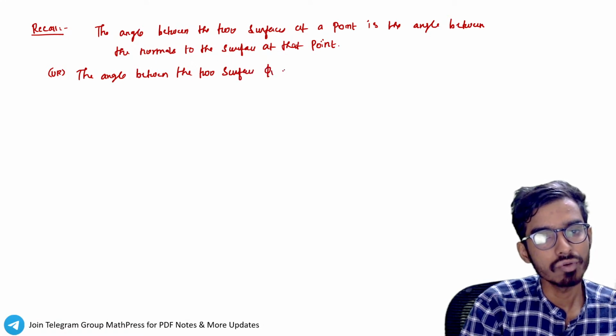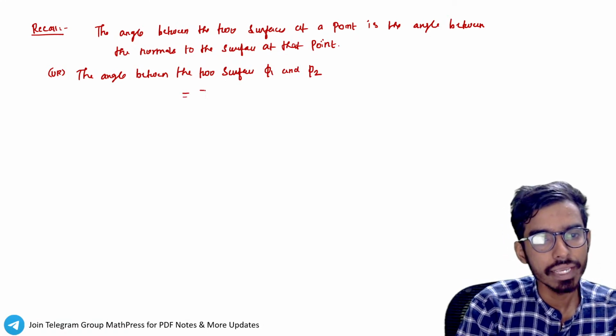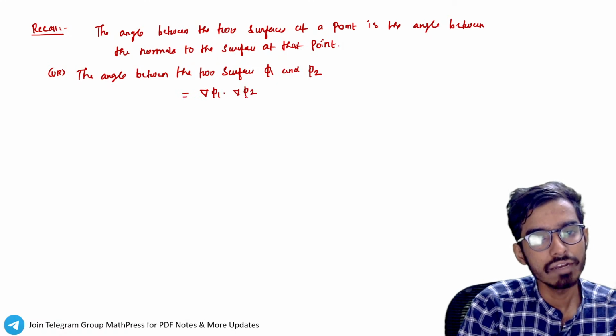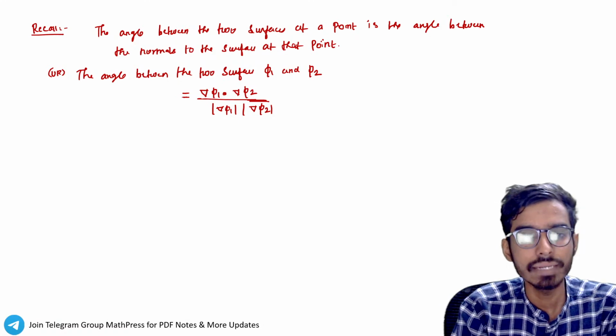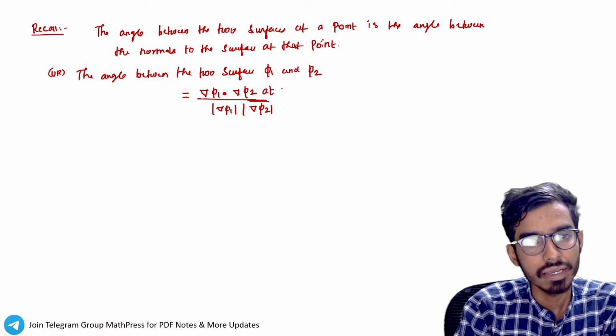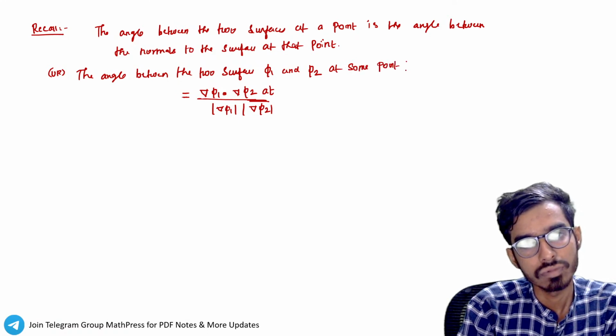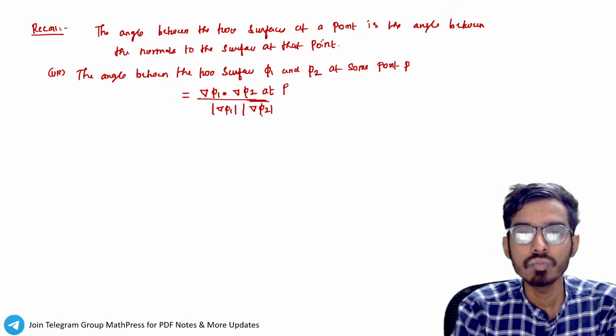Let us say the surfaces are phi1 and phi2, or f1 and f2. The angle between them is given by del phi1 dot del phi2 divided by modulus of del phi1 into modulus of del phi2. You can also use this formula. I'll do problems based on both formulas, and both will give you the same answer. So the angle between two surfaces at some point is cos theta equals del phi1 dot del phi2 at that point divided by modulus of del phi1 into modulus of del phi2.